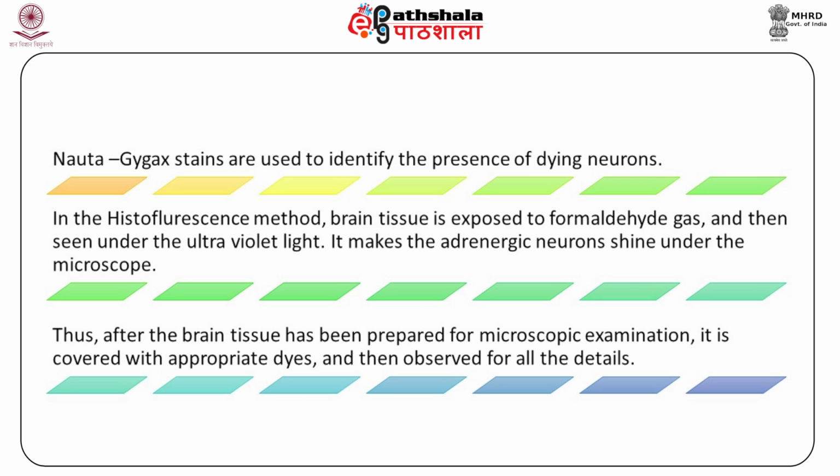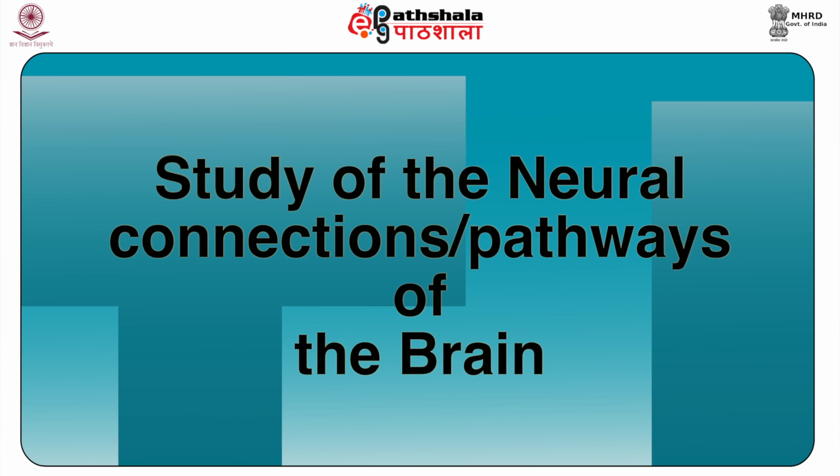Thus, after the brain tissue has been prepared for microscopic examination, it is covered with appropriate dyes and then observed for all the details. Study of the neural connection pathways of the brain. The information or nerve impulses flow from one region to another in the brain. To understand such neural connections, some labeling methods have been developed. With the help of radioactivity, radioactively tagged isotopes are created which travel along with the nerve impulse. They leave their mark as they travel, and thus pathways of the flow of information can be charted out. Since they write their own ink, radioactivity, they are known as autoradiographic methods.